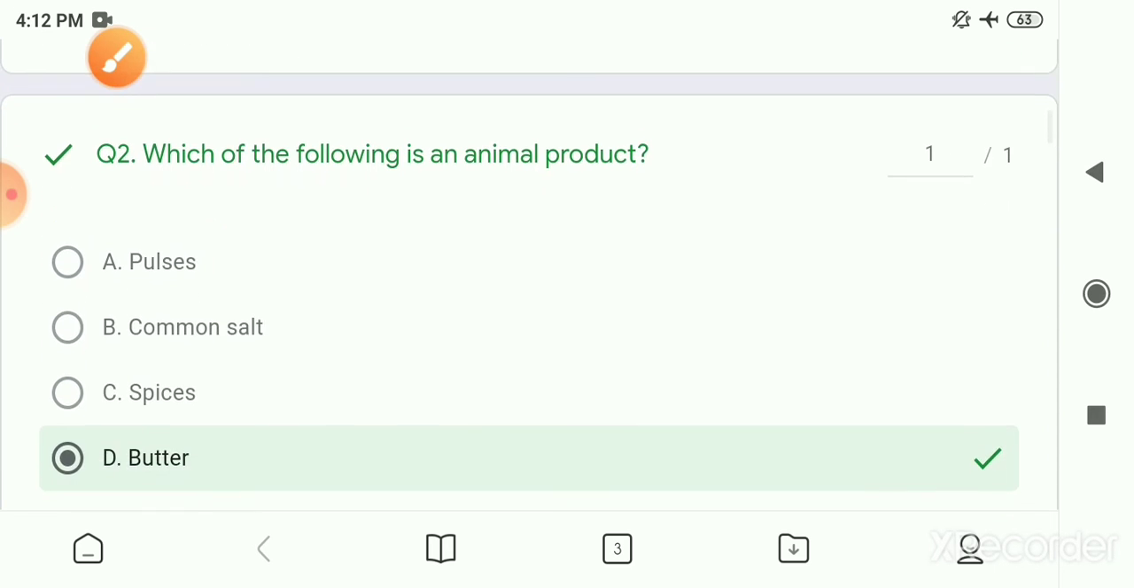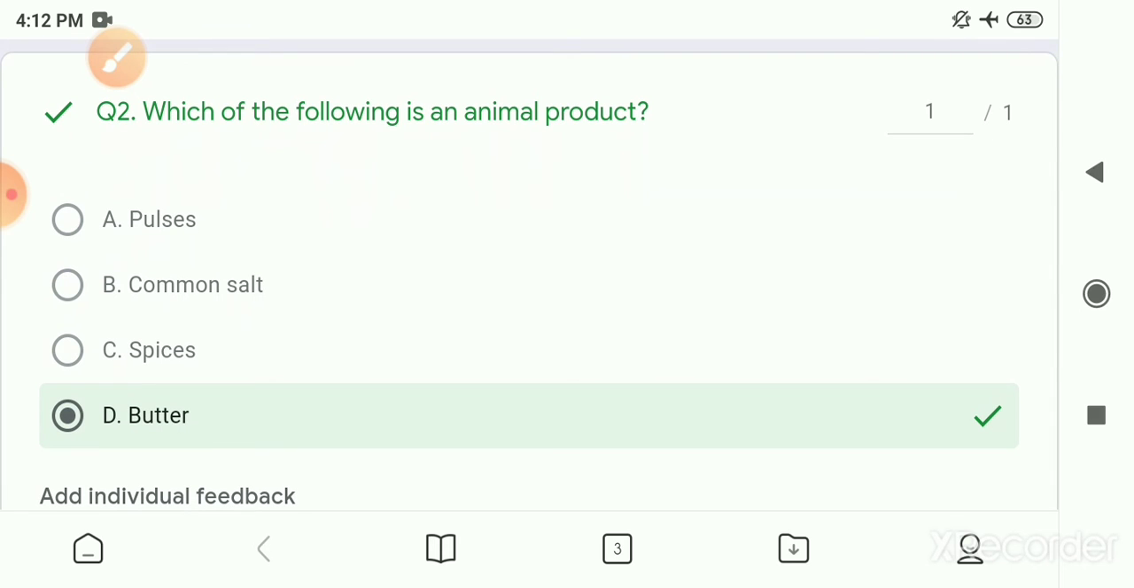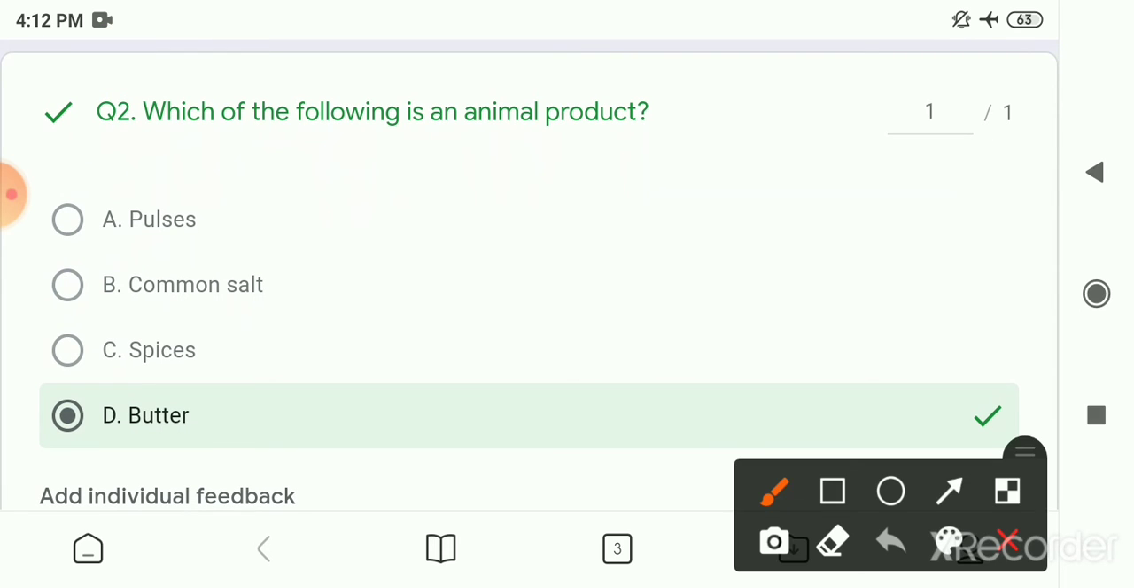Next is, which of the following is an animal product? The options are pulses, common salt, spices or butter. So here your answer is option D, that is butter. Butter is the example of animal product, as we had seen in the unit test 2 also.